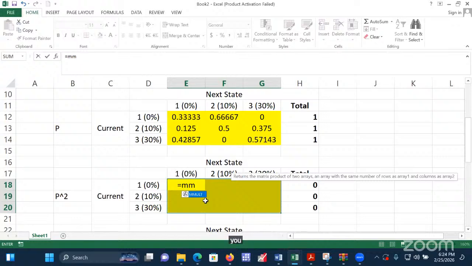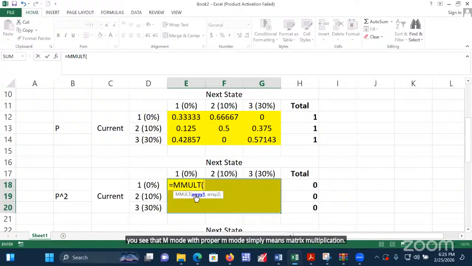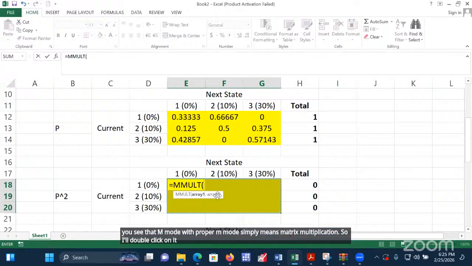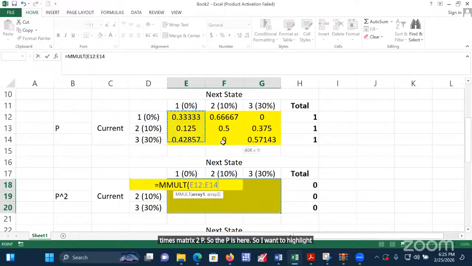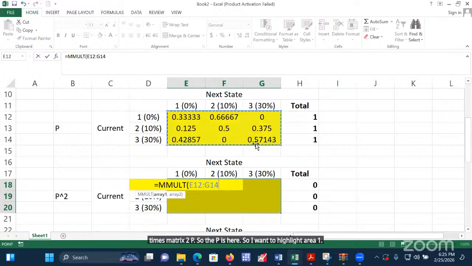You will see that M mod will pop up. M mod simply means matrix multiplication. So I'll double click on it, and then I need 2 different matrices because remember it is P times P: matrix 1 P times matrix 2 P. So the P is here. I'm going to highlight array 1, the first matrix, comma, and then array 2, the second matrix.